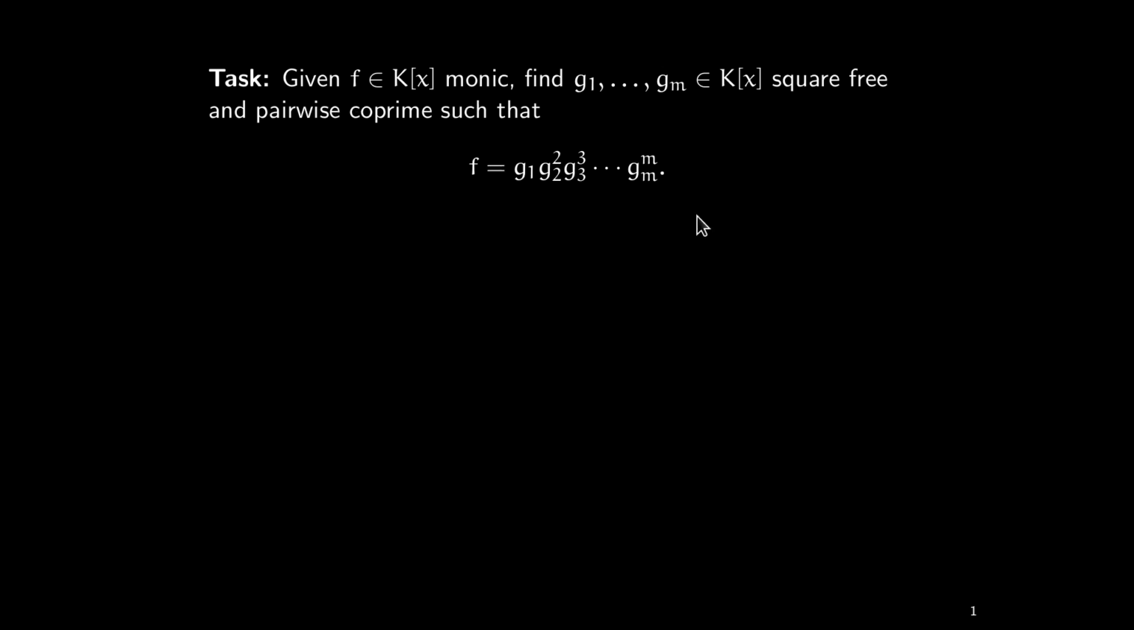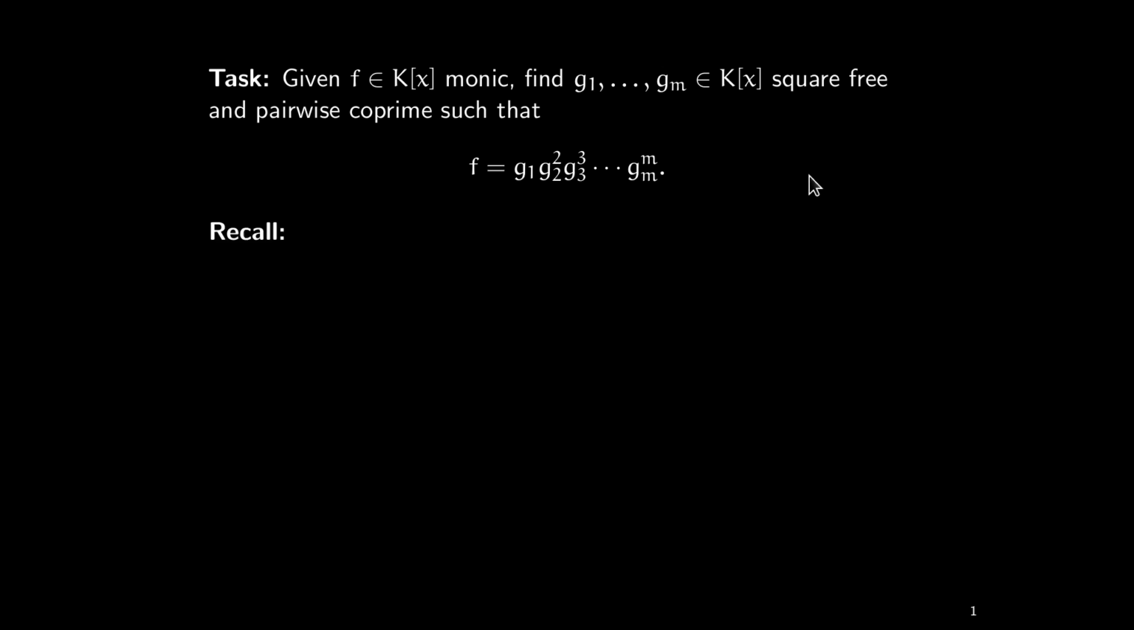So we will see later how to find irreducible factors when we talk more about polynomial factorization. But the square-free decomposition is somehow an easier task where you're not going so deeply into the decomposition of f. You're just separating the factors according to their multiplicity, and you're not requiring the g's to be irreducible. We are just requiring them to be square-free.